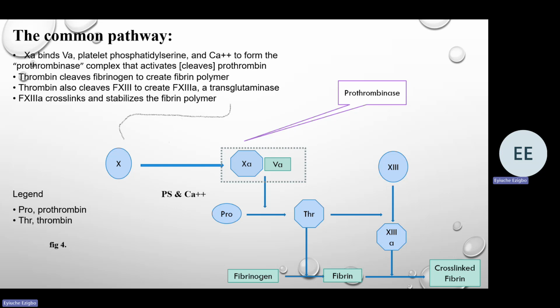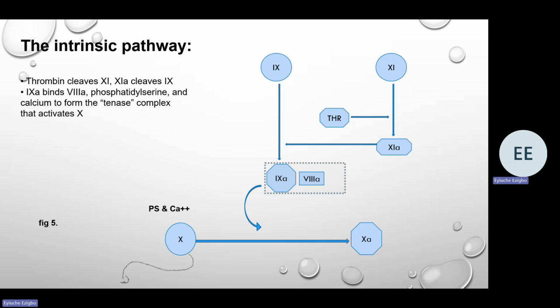Remember, in the primary hemostasis, the conversion of that fibrinogen to fibrin results in formation of a stable clot. Then factor 13 is also used to form a cross-link for this fibrin molecule. So we're going to look at the intrinsic pathway.